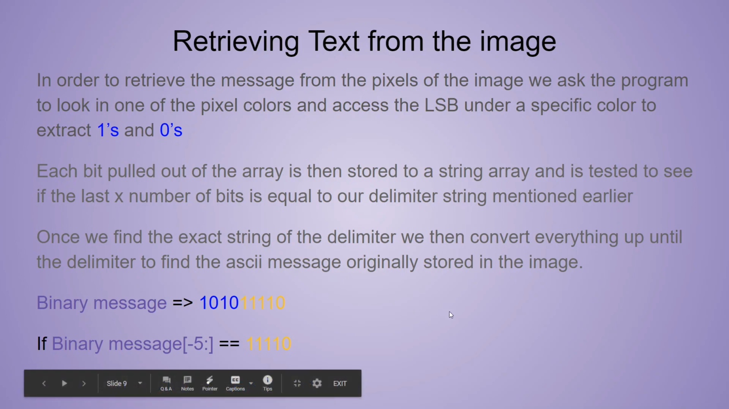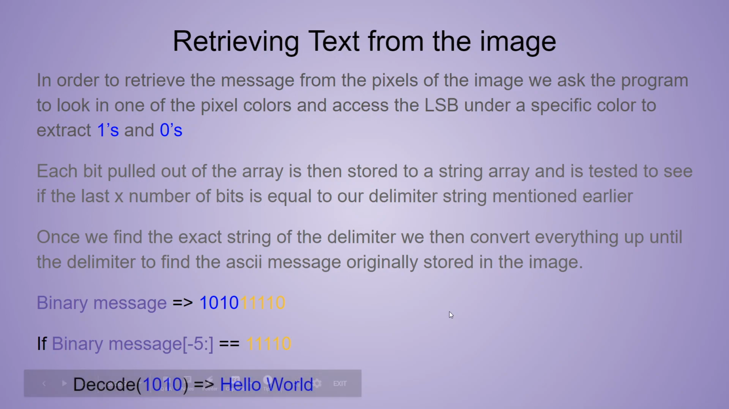And if it is, so what would happen then is that if the last 5 digits of the binary message is equivalent to 11110, we would then decode everything up until the delimiter for the original message. So in this case, if I were to simply decode 1010, it would be equal to hello world. Now we have the message that was hidden in the pixels, and we're able to retrieve it.